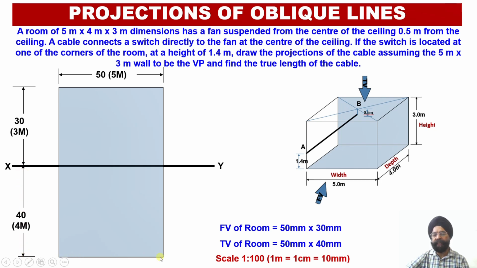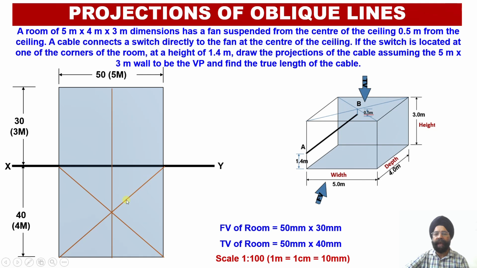So 50 millimeter by 40 millimeter, this completes the construction of the top view projection of this particular room. Now, first of all, we have to locate point B over here. Why? Because it is located centrally at the ceiling. So first of all, we have to locate the center of the ceiling. In order to locate the center of the ceiling, we need to obtain the diagonals.